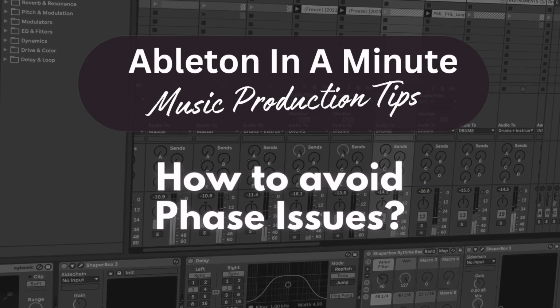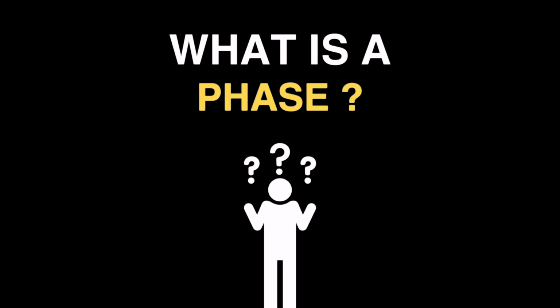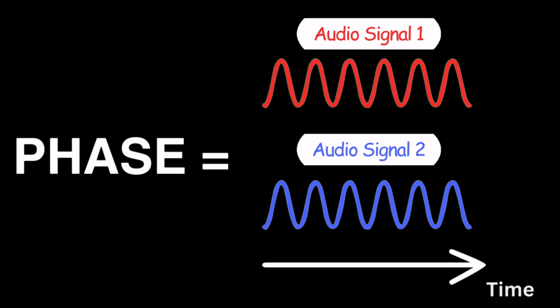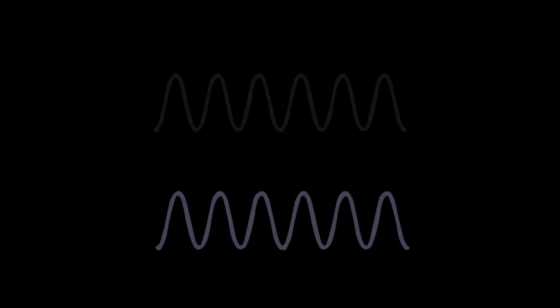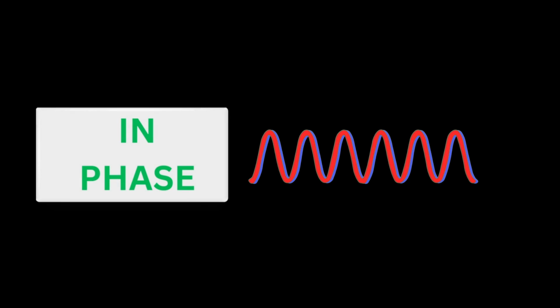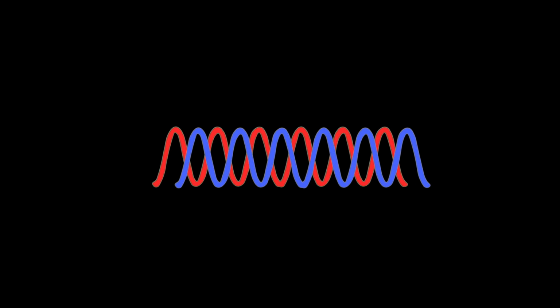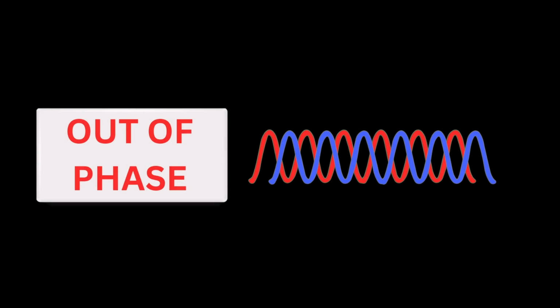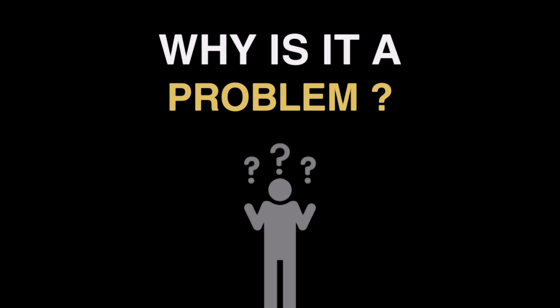To avoid phase issues, first of all, what exactly is a phase? In music production, phase refers to the timing relationship between different audio signals. Imagine you have two identical waves and they line up perfectly. That's in phase. If they're not aligned, you get out of phase. Why does it matter? Here's the deal.